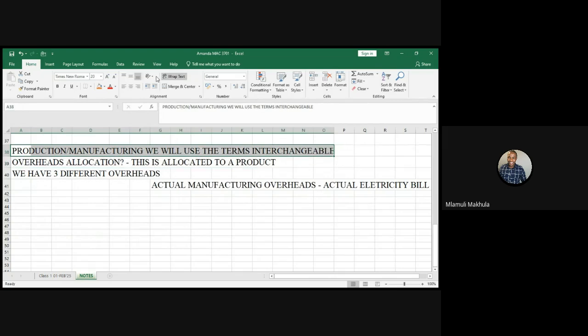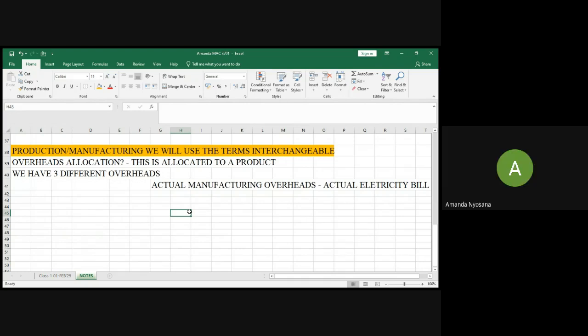So what am I saying to you? Let's say our production process to produce amagwinya starts from January to December. It is only in December that you can say the production process has been completed. But remember, from January, we are producing amagwinya.